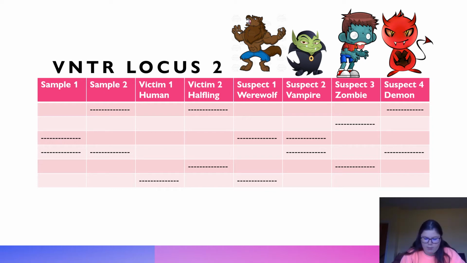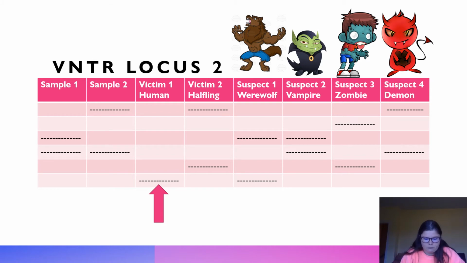So when you look at the table, notice how victim 1 only has one band or set of dashes here, and that's because it is homozygous for this specific gene, and so it does not have two of this genotype.